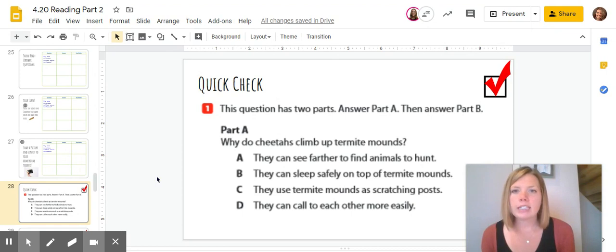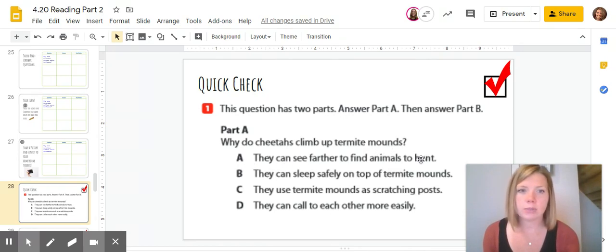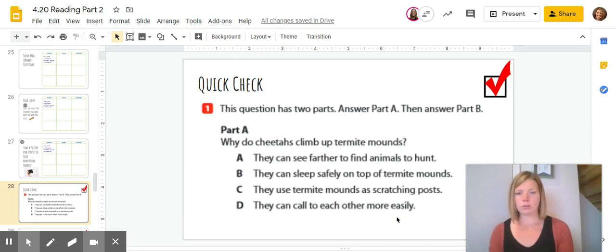Part A says, why do cheetahs climb up termite mounds? A, they can see farther to find animals to hunt. B, they can sleep safely on top of termite mounds. C, they use termite mounds as scratching posts. D, they can call to each other more easily. Again, if you need to, go back and check. I want you to show me using sign language or shout it when I say shout it. Here we go. 3, 2, 1. Show me or shout it.